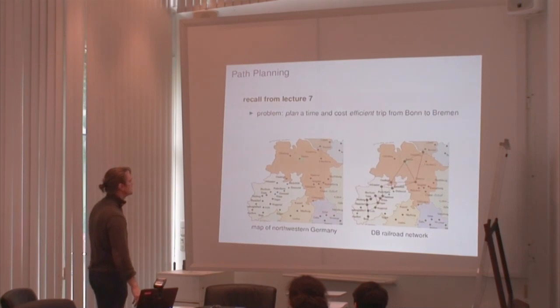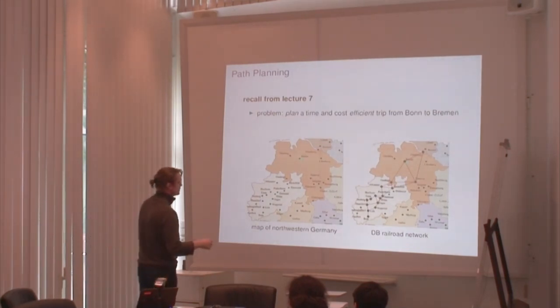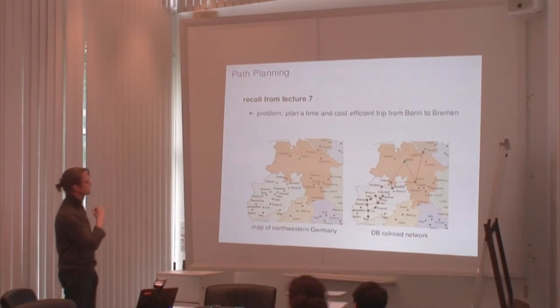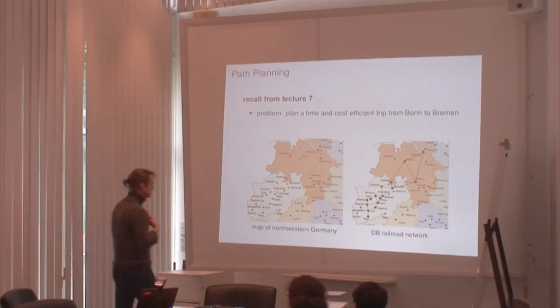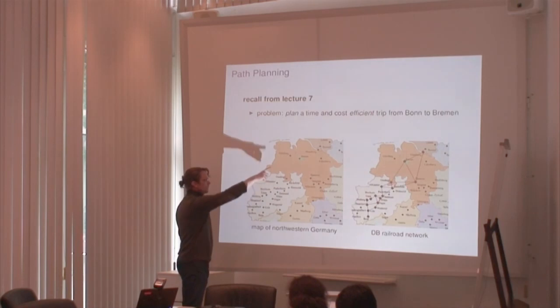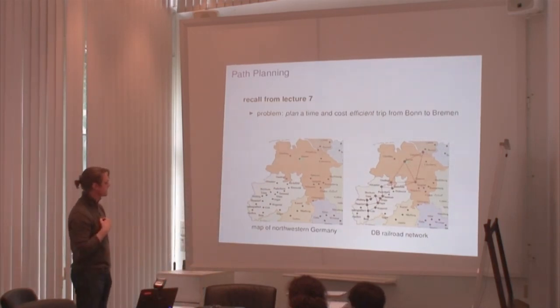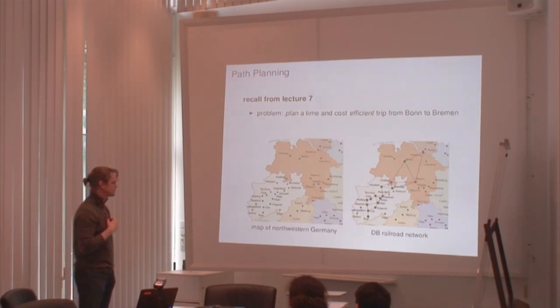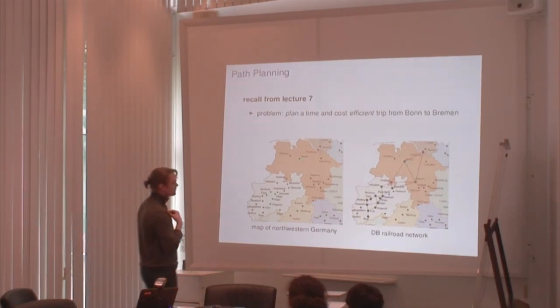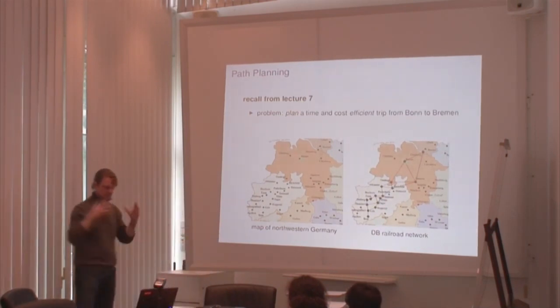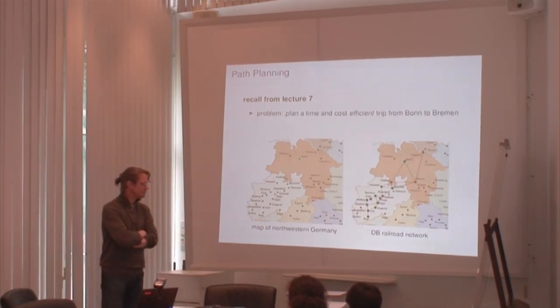And we will look into that in particular by means of the example of path planning. If you remember from lecture 7, I once had to go to Bremen in order to give a lecture on game AI, and thus was faced with the problem of having to plan a trip from Bonn to Bremen, and I was sort of considering doing that trip by train.